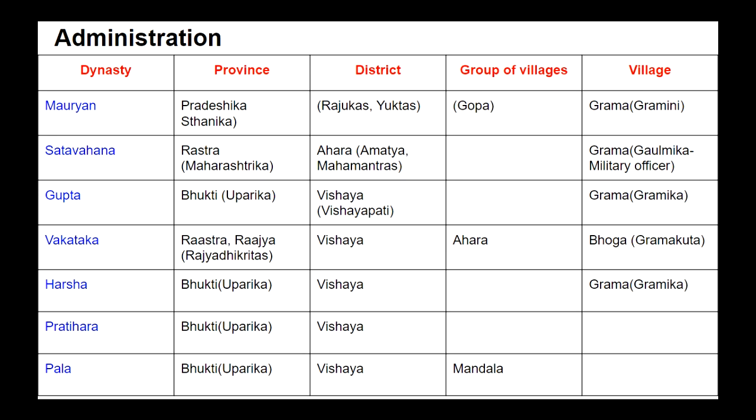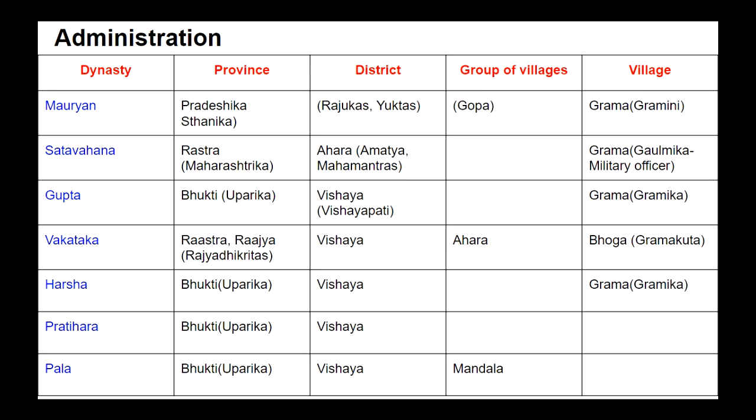Then Vakatak dynasty. In the Vakatak dynasty, provinces were known as Rashtra or Rajya, and it was under the control of Rajyadhikritas. Then districts were known as Visay. Then another division, Ahara. You can consider Ahara as a district or a group of villages. There were four divisions in the Vakatak time period, that is Rashtra, Visay, Ahara and Bhoga.